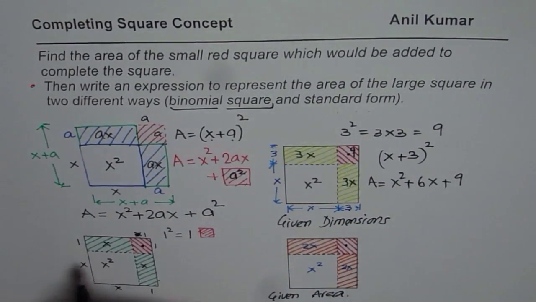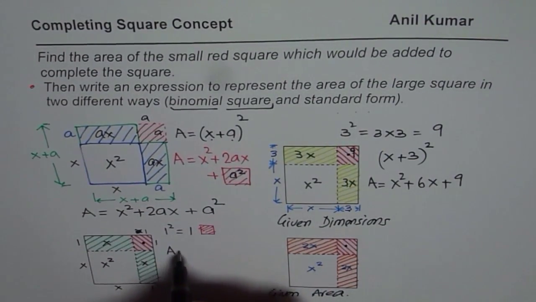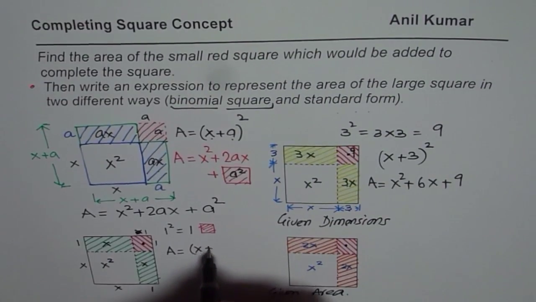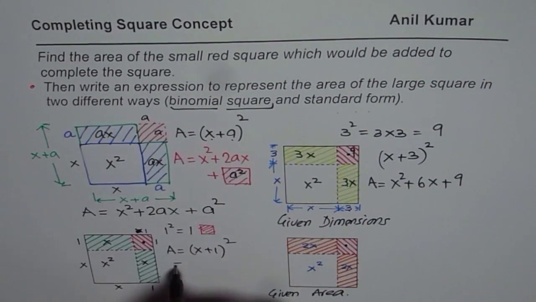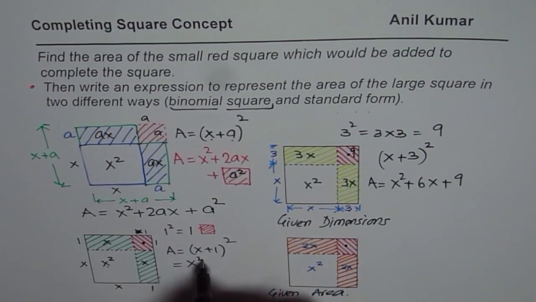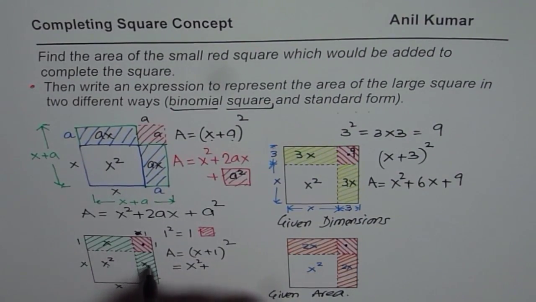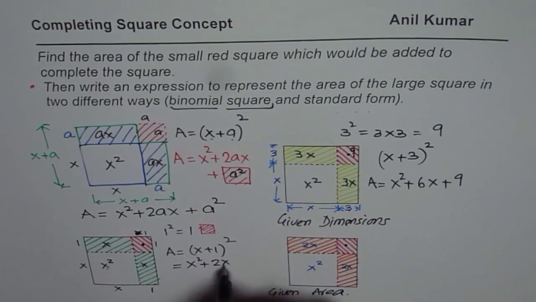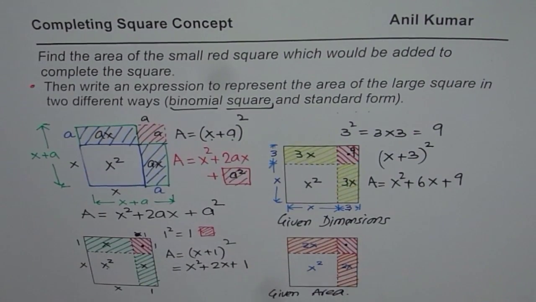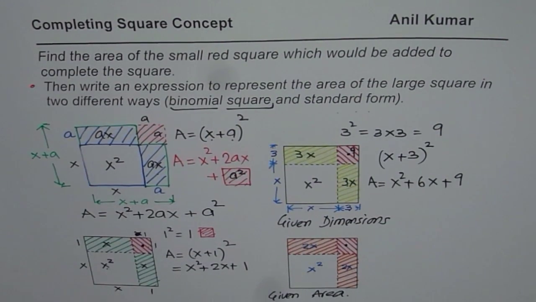Perfect. And the area of the big square is x plus 1 whole square, or I could write this as combination of area of these squares and rectangles. So x square plus 2x plus 1. That's it. So that is how you can understand and solve such questions. I hope that makes it interesting.